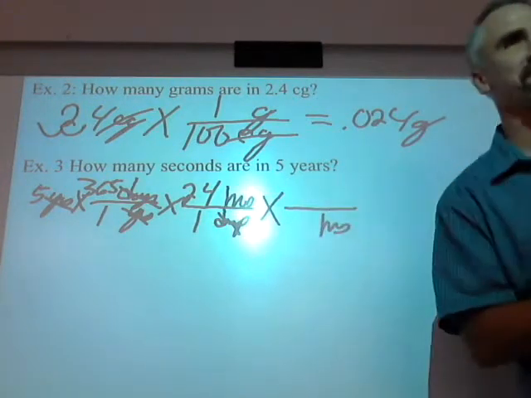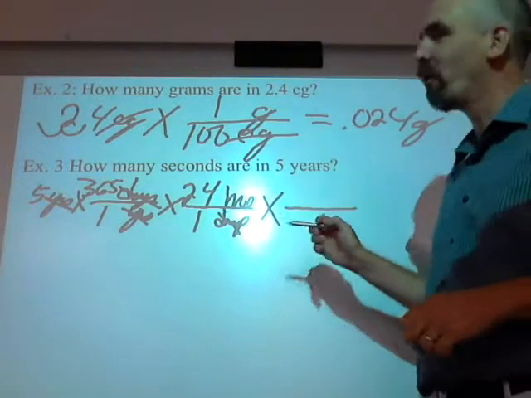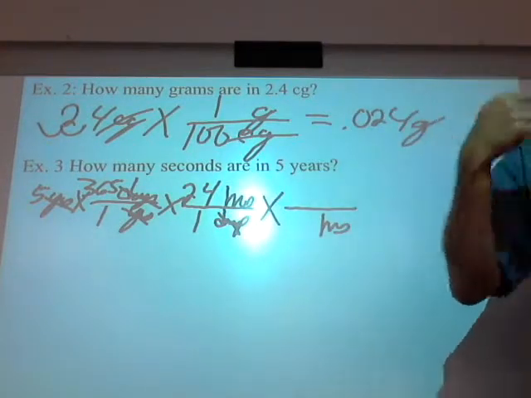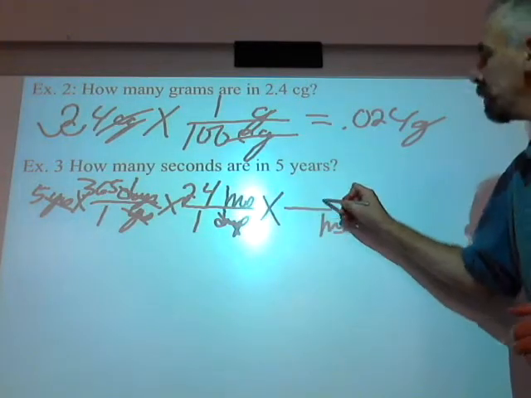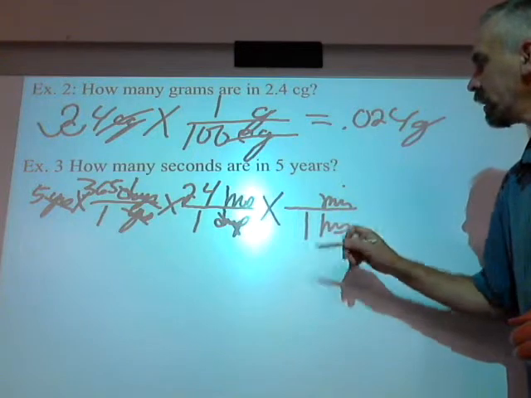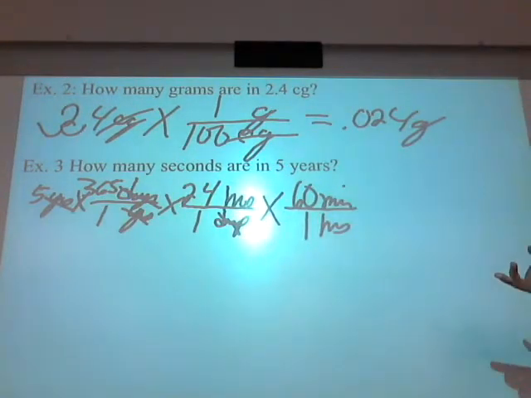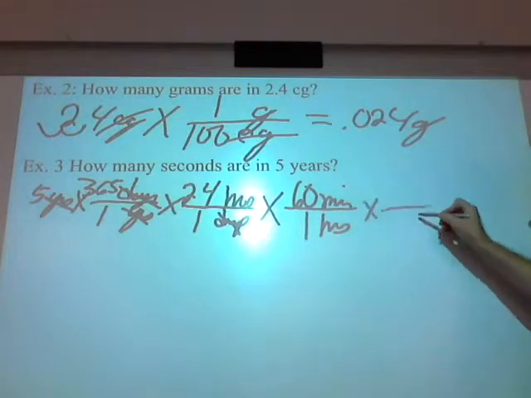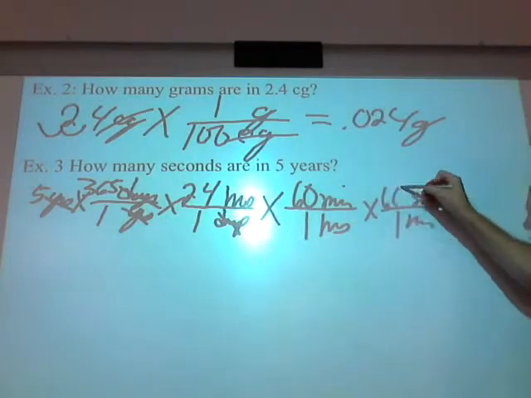Okay, hours. This is confusing. All right. Hours are on the bottom. I don't know where yours are, but hours are on the bottom. What goes at the top? Minutes. Yeah, I know how many minutes are in an hour. Okay, 1 hour contains 60 minutes. Now we're getting close. What do we need next? Minutes on the bottom, seconds on the top. 1 minute contains 60 seconds, and then you're done.